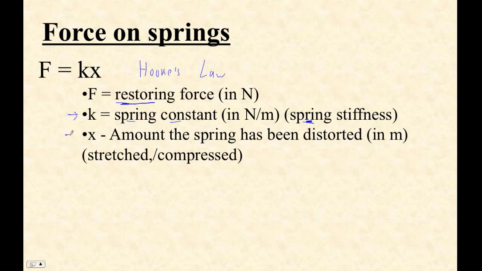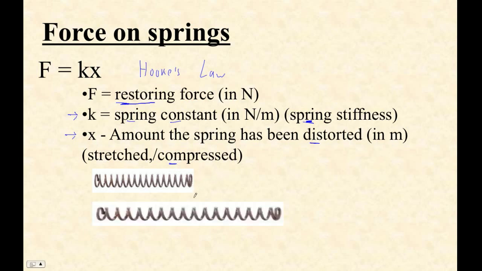And then x is not the length of the spring, but it's how much it's been distorted, either stretched or compressed. So here's a spring, maybe this is its original length, and then maybe we stretch it. Well, that x is this distance here. That's the key concept: it's not the length of the spring, but the change in length of the spring.